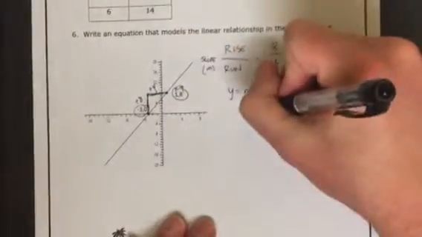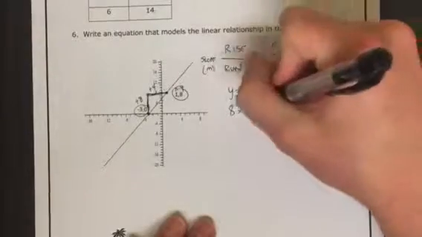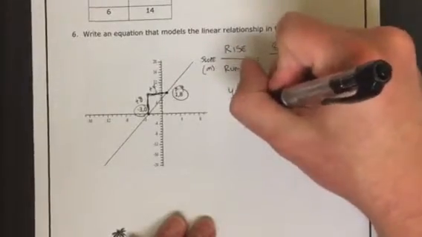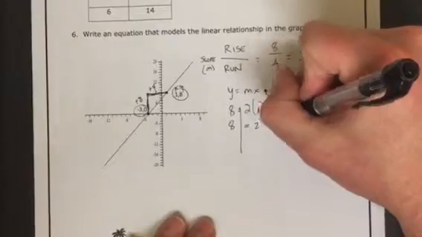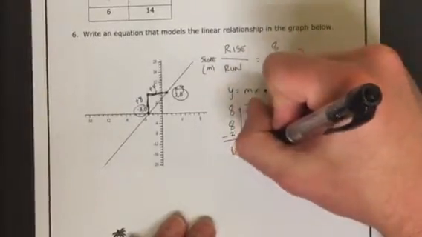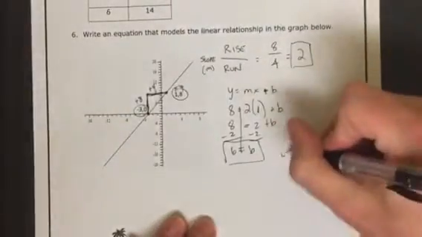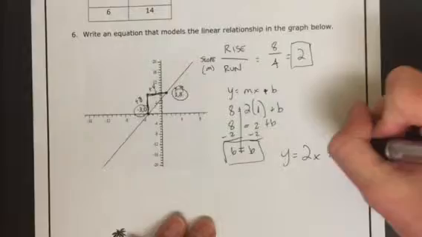X is 1, y is 8, and now we're going to solve for b. 2 times 1 is 2. Okay, we're going to subtract 2 from both sides. We get 6 equals b, and now we have our two parts that we need. So y equals 2x plus 6.